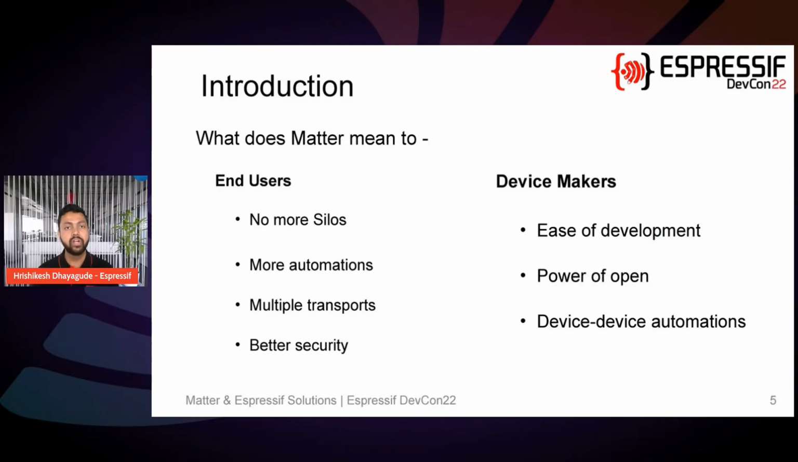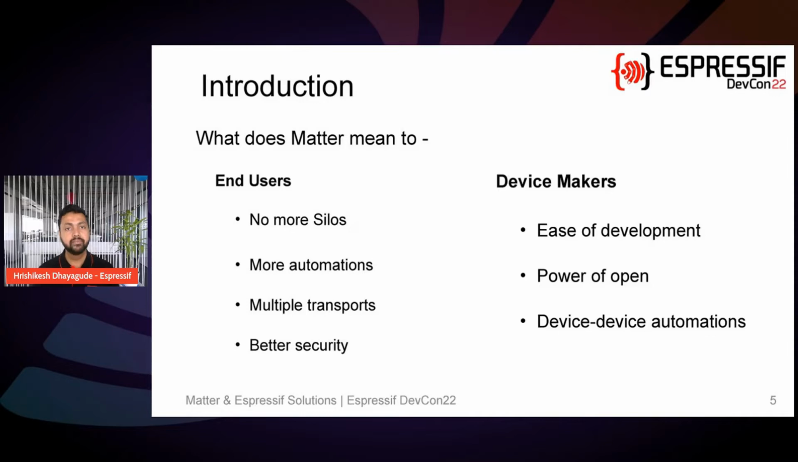Now let us take a look at what Matter means to us. First, for the end users. No more silos. Gone are the days that a vendor-specific app was required to control a vendor-specific device. With Matter, any Matter-enabled app can control any Matter-enabled device. Furthermore, companies like Google, Apple, Amazon, and Samsung have already committed to Matter, which means that their devices would support Matter out of the box. This implies that you might not even require a separate phone app to control a Matter device. Your mobile phones or your voice assistants can natively do it for you.